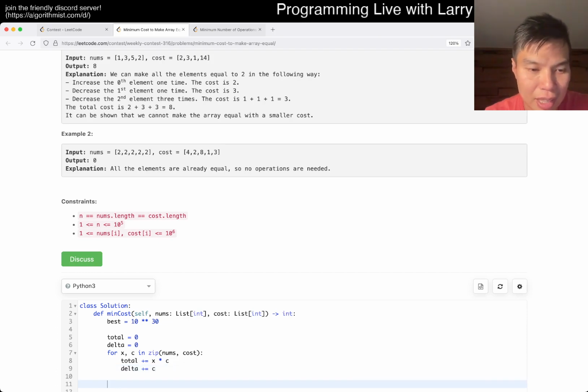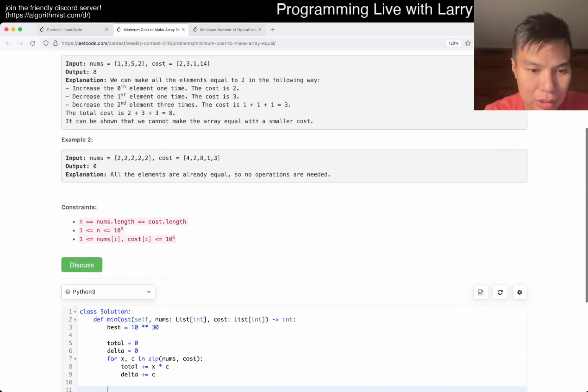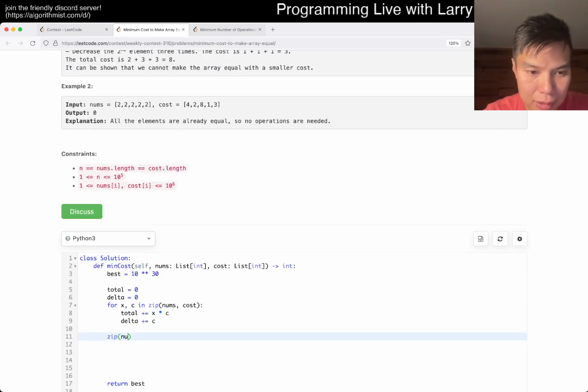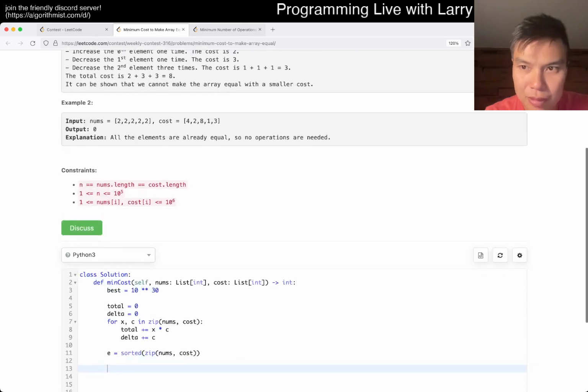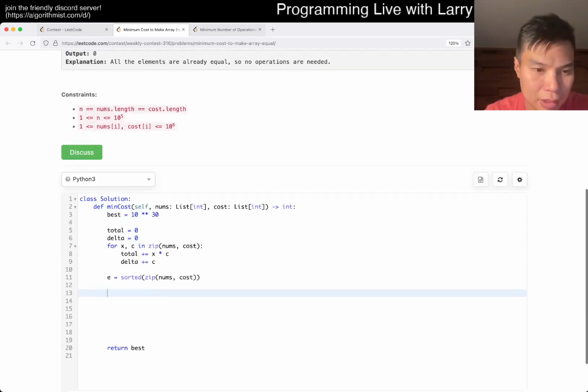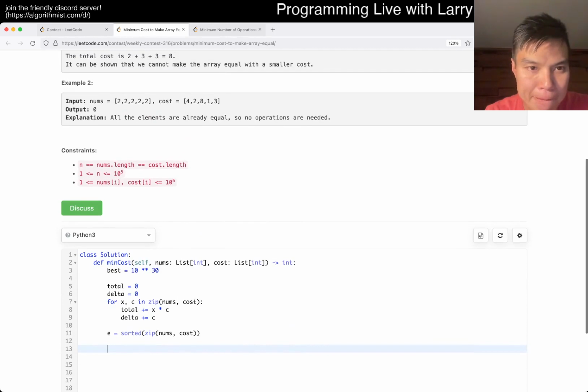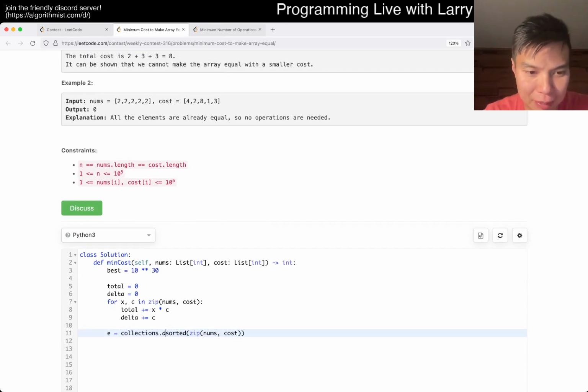Okay, and then now we have these events. So we have zip nums cost. We want to sort it. Just sort it. This is fine. Is there an easier way? This seems pretty hard for Q3, but okay. And then we maybe just make it a deque because I'm lazy, right?